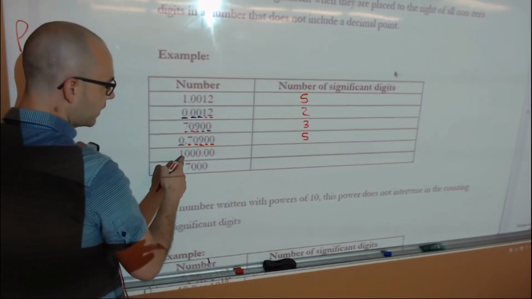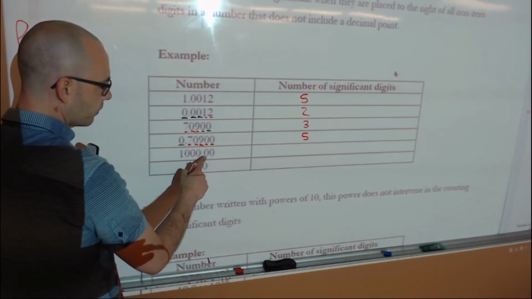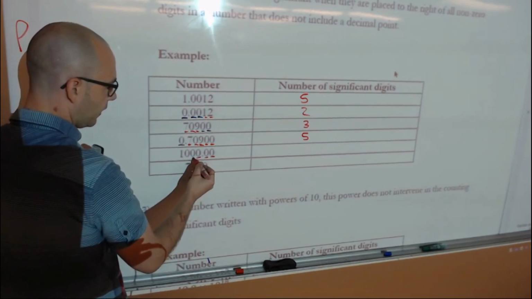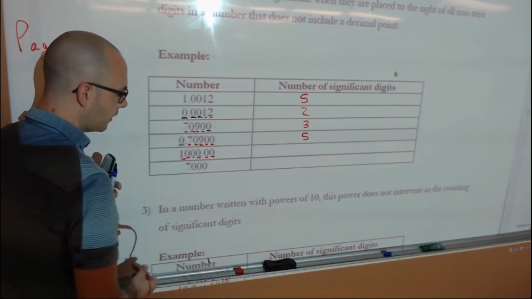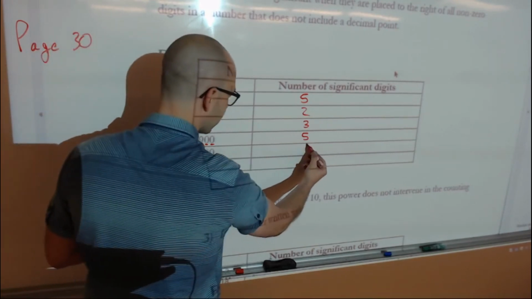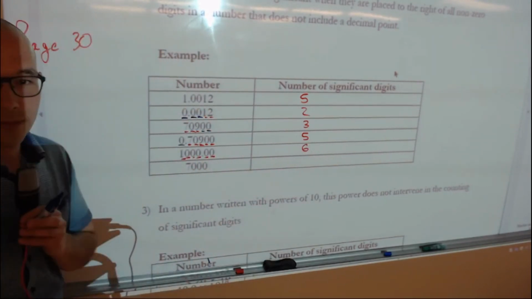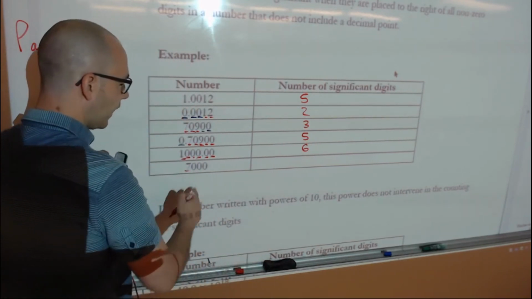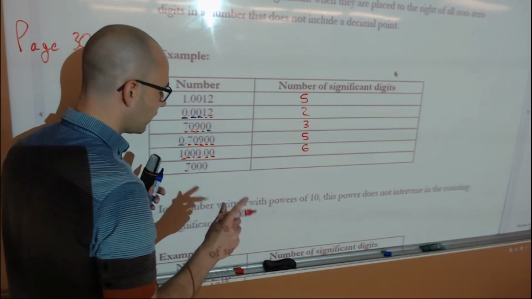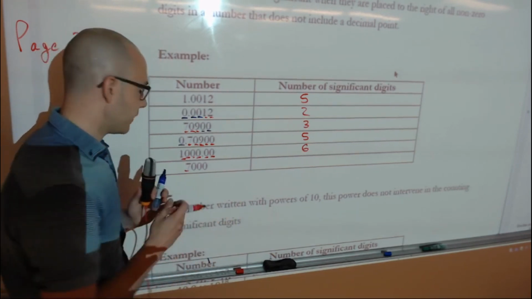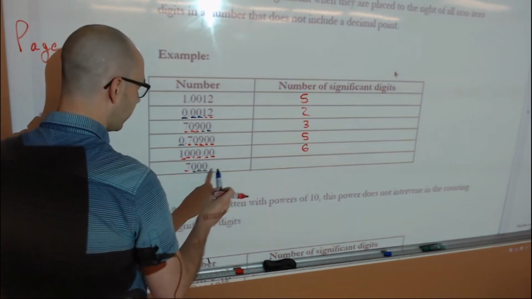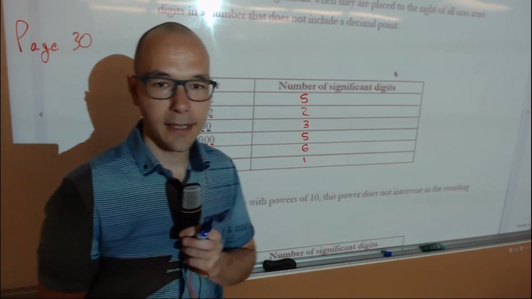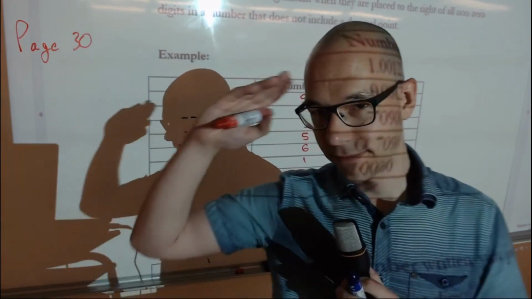This 1000 here, if someone bothers putting that point here, that means that those two zeros are significant, and all of the other zeros as well. So it means that we have 4, 5, 6 significant digits. And finally, 7,000: that 7 is significant, and zeros to the right are not if there is no decimal point. So that means that those zeros are not significant. So we only have one significant digit. See you in the next video.